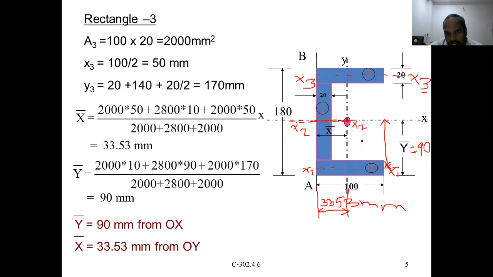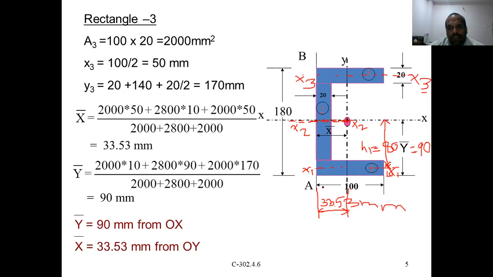How to calculate this h1? h1 is very simple in this one. The total from here to the centroid is 90. And for this one, it will be 20 by 2 because this depth is 20. This is 10. 90 minus 10 is 80. h1 is equal to 80 mm. Right? Now you got h1.